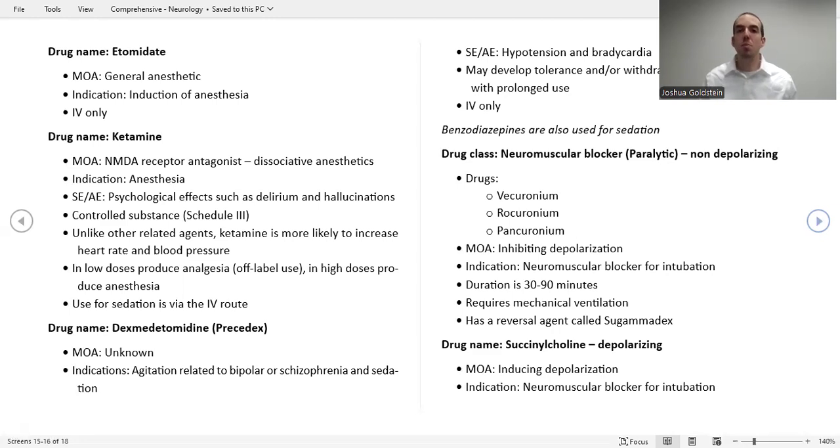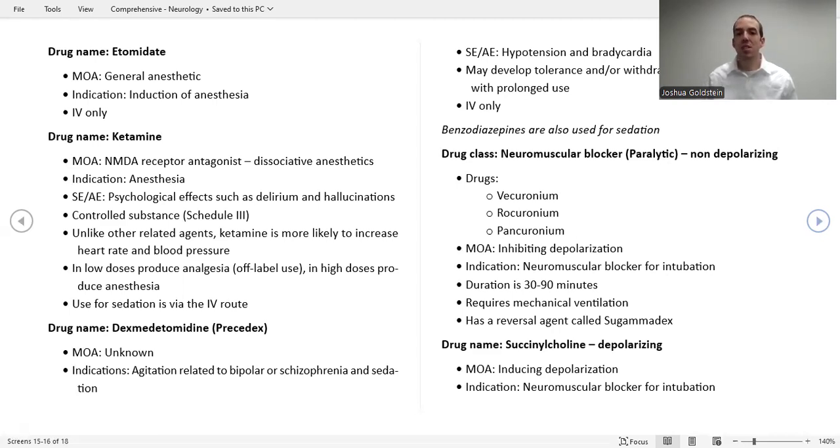All of these patients must be mechanically ventilated, period, no exceptions. They are paralyzed. Their diaphragm is paralyzed. They are not breathing, so you do need to mechanically ventilate this patient. We do have a reversal agent that we can use if a patient needs it. Plus, we have another reversal agent that we talked about in the very first drug class of this lecture. Go back, see if you remember what that is.